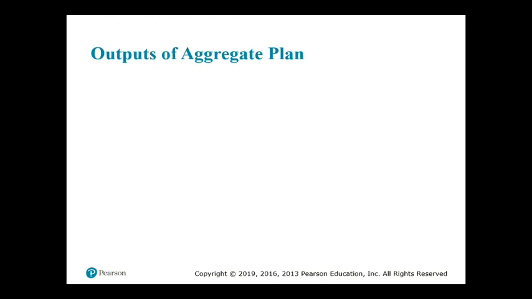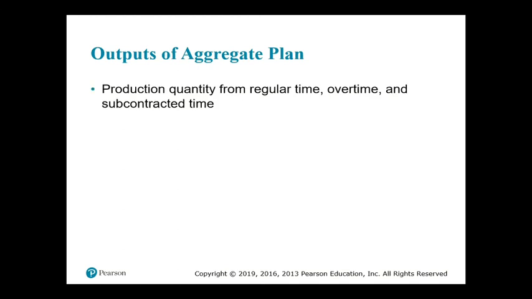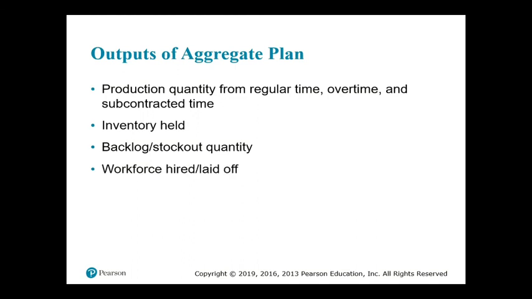So what is the aggregate plan output? One is for each period, we need to determine how many products in aggregation we produce. Right, and are these products produced in regular time or overtime or from a subcontracted party? And also for each period, how much inventory is going to be carried over? The number of stockouts or back orders in each period, and how many people should be hired or laid off, and how much machine capacity should be increased or decreased.